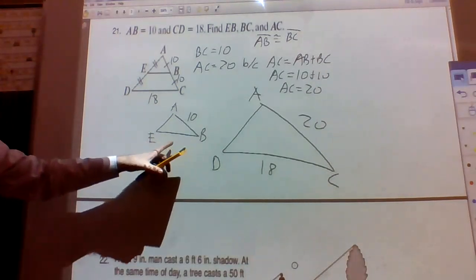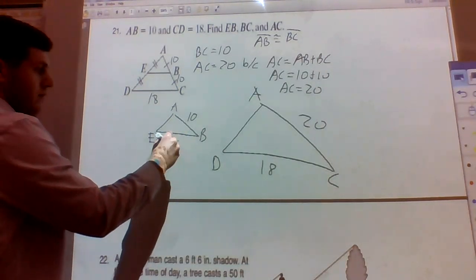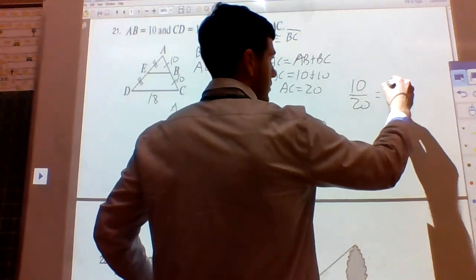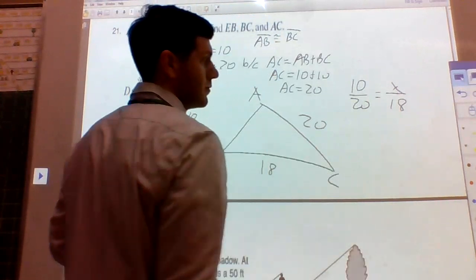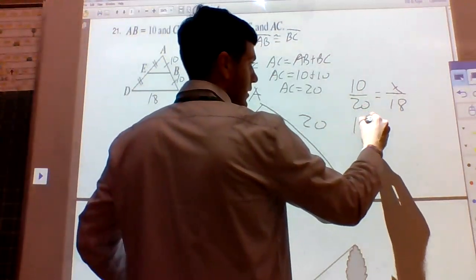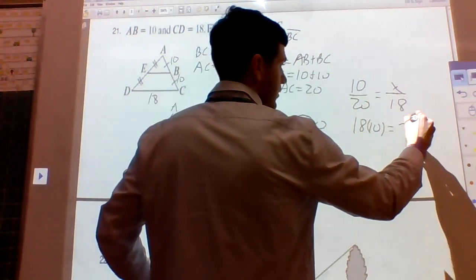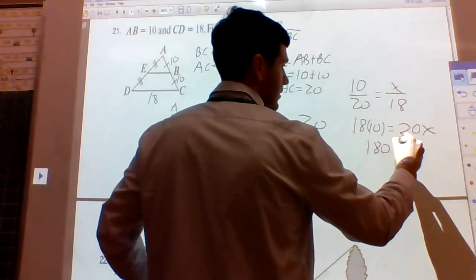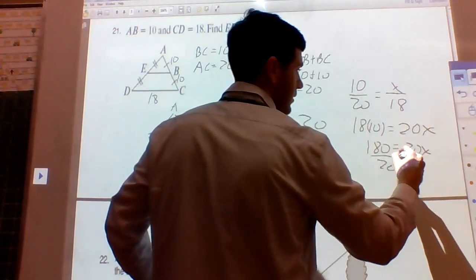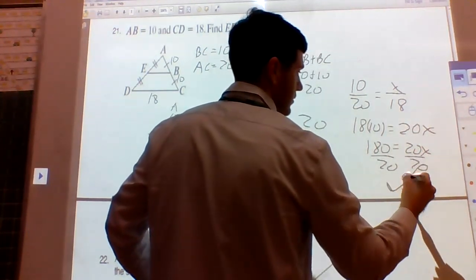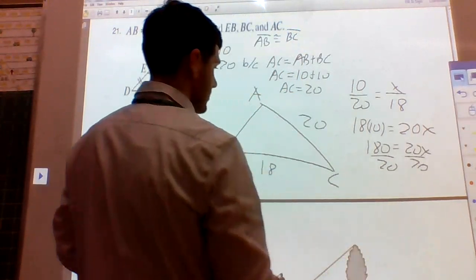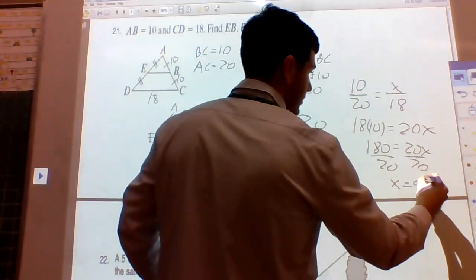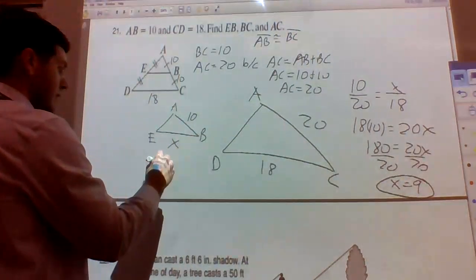So now we want to find EB. We'll call that X. So it's going to be 10 over 20 equals X over 18. 18 times 10 is going to equal 20 times X. So that's 180 is 20X. Divide by 20. We get X equals 9. Okay, X equals 9.